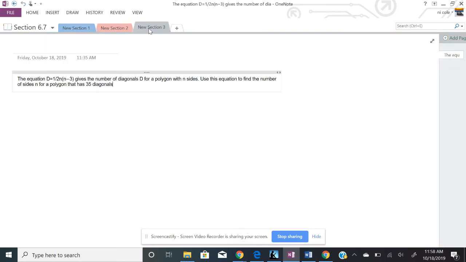Okay. Another problem you might get is that D, the equation D is equal to 1/2 n times n minus 3 gives the number of diagonals in a polygon with n sides. So use this equation to find the number of sides for a polygon who has 35 diagonals.